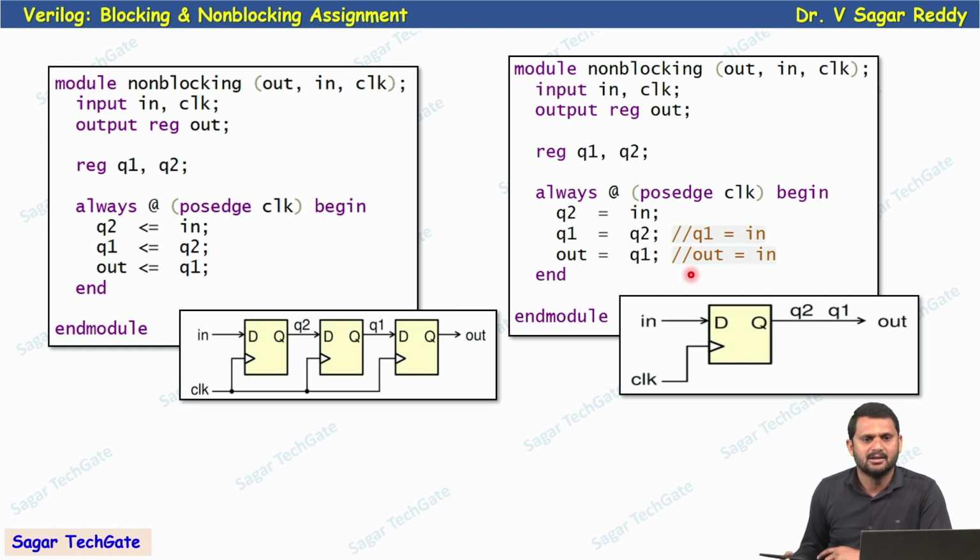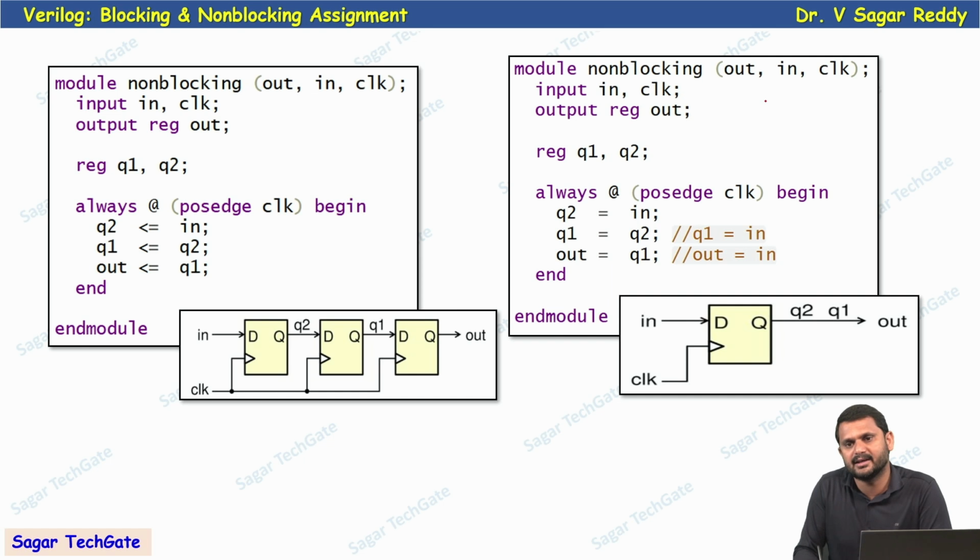Clear? Now see, why did it happen? Here q2 holds the old value of in, whereas q1 holds the value of q2, that means the previous value of q2. q2 is the previous value of in, q1 is the previous value of q2, out is the previous value of q1. Then at the end of the time step we assign. But in the other case, we evaluate this expression immediately. For example, assume, I'll give a simple example.